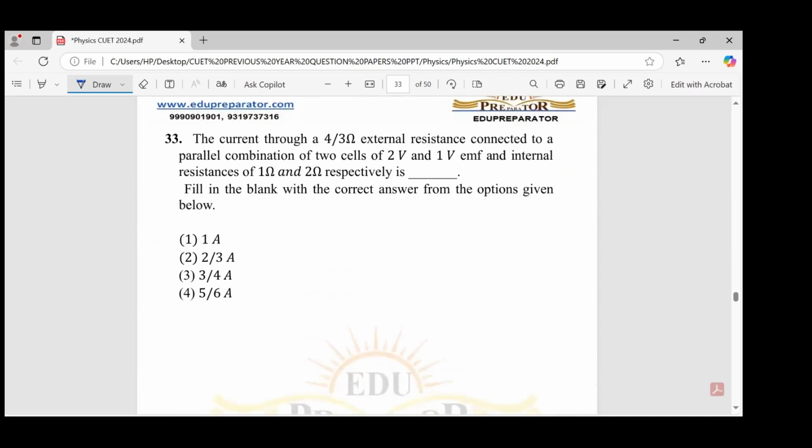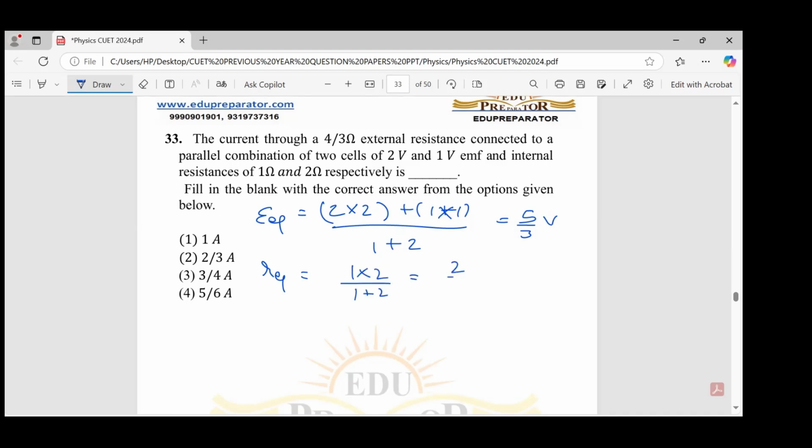Then we move to question number 33rd. Again, beta, this question is based on remembrance. We know the formula of equivalent EMF. What is E equivalent? That is equal to E1 into R2 plus E2 into R1 divided by R1 plus R2. So that is equal to 4 plus 1, multiplied by 4 plus 1, which is equal to 5 by 3 volt. And similarly, beta, R equivalent in parallel combination of the cells can be found as R1 R2 upon R1 plus R2, that is equal to 2 by 3 ohm.